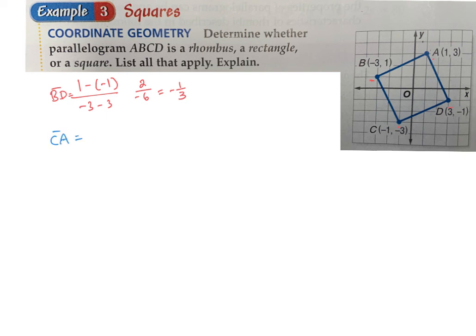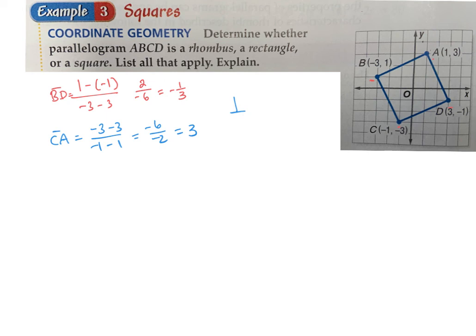And if we go from C to A, we're going to do the same thing. We're going to say negative 3 minus 3 over negative 1 minus 1. We will get negative 6 over negative 2, which will give us positive 3. We know they are perpendicular. I know that I have at least the characteristic of a rhombus, right? If I prove that the diagonals are also congruent, I have a characteristic of a rectangle. If I have a characteristic of a rhombus and a rectangle, I have a square, all right?